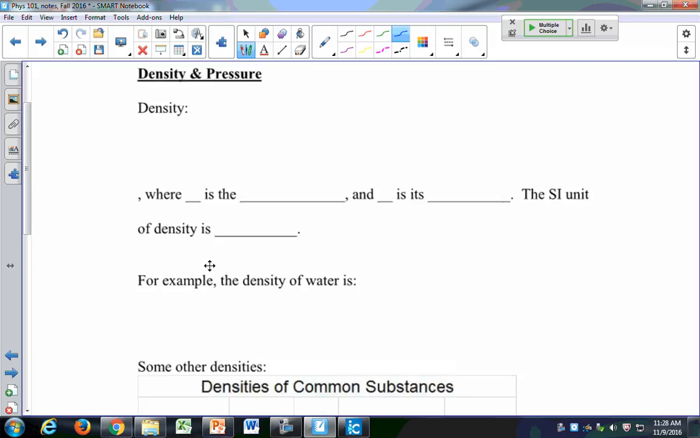Density, we're looking at volume density. Though, did you know that you can also have linear density and area density, where you have mass per unit length or mass per unit area? We won't deal with that. We'll only deal with the more typical volume density. Density is mass over volume, where m is the mass of the object.